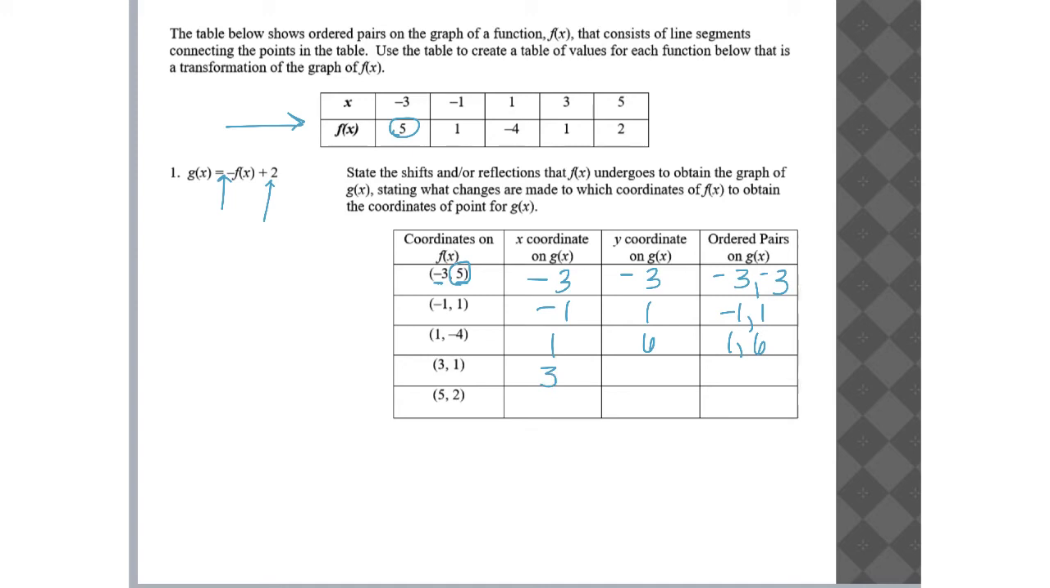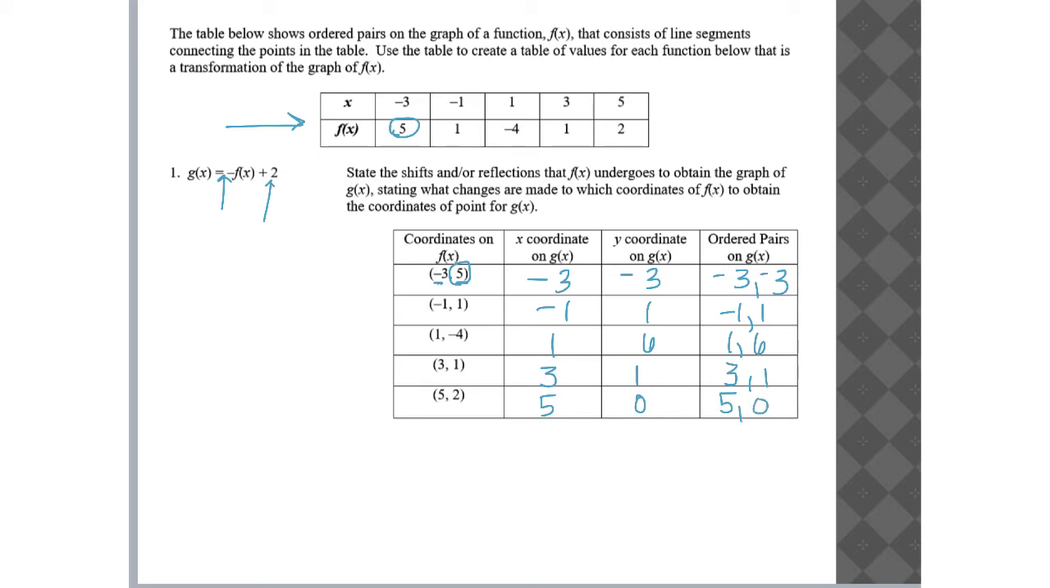X again stays the same. We change our y value and add 2. So I have 3, 1. And then the same is true with the last one. 5 stays the same. 2 becomes negative and we add 2 to it. So my ordered pair is 5, 0.